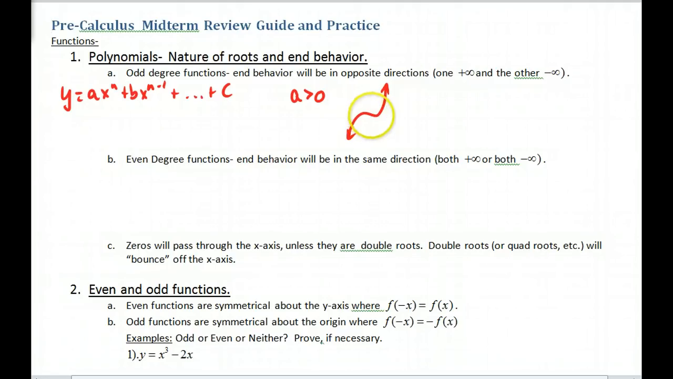Something like that. Now it might have different things going on here. In fact, I could make this dotted because I don't really know what's going on there. But your end behavior will start from negative infinity and finish off at positive infinity. If a is less than 0, then what we're going to end up with is something that goes the other way. And once again, if it's not a cubic, I don't know what that behavior is inside there, but I do know my end behavior.